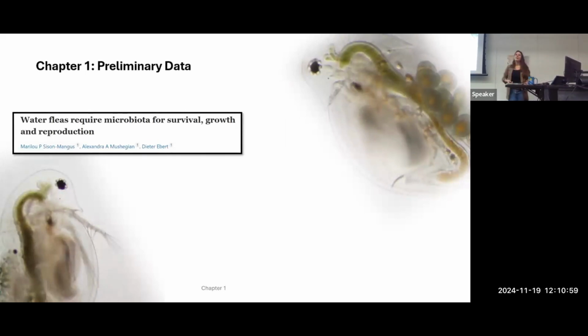So we know that Daphnia rely on their microbiota to survive. What this study did was produce axenic Daphnia and then monitor their lifespan, right, and other host fitness traits. And what they found is that Daphnia die after 2 weeks if you keep them germ-free. They also don't reproduce and their body size was greatly reduced.